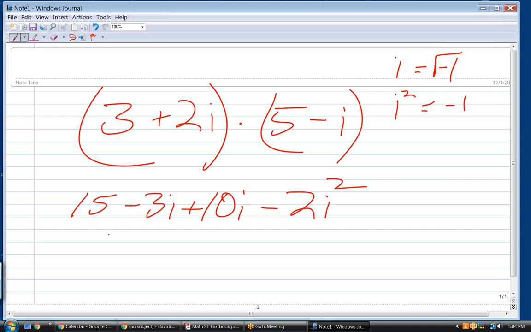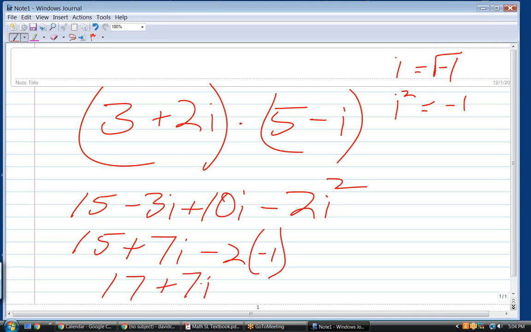So if I combine all of these, I get 15 plus 7i minus 2 times minus 1. Well, that becomes plus 2, so now my answer is 17 plus 7i. So multiplying complex numbers is very easy as long as you know how to convert the i squared. I can't do anything with the i. In other words, that's my answer, 17 plus 7i. But I can convert everywhere I have an i squared.